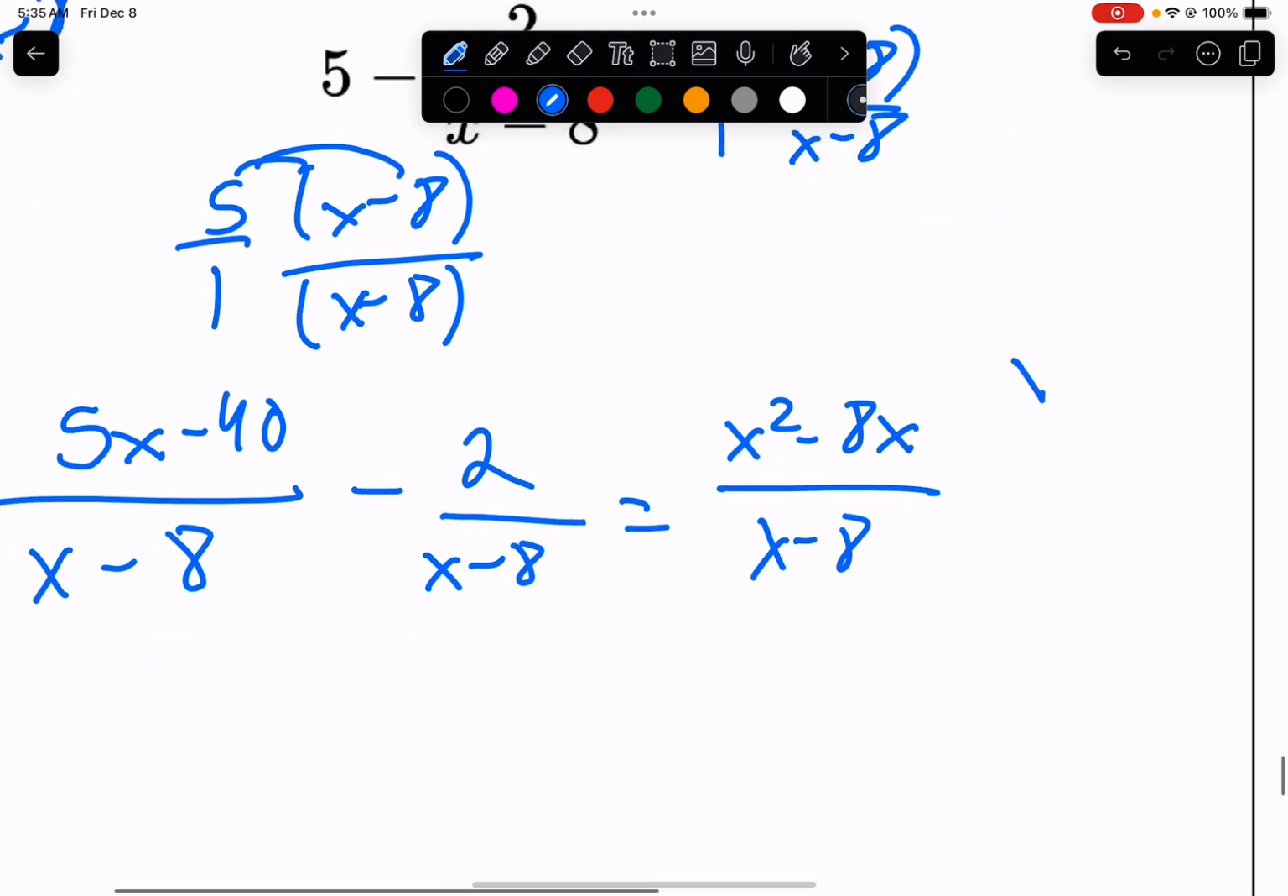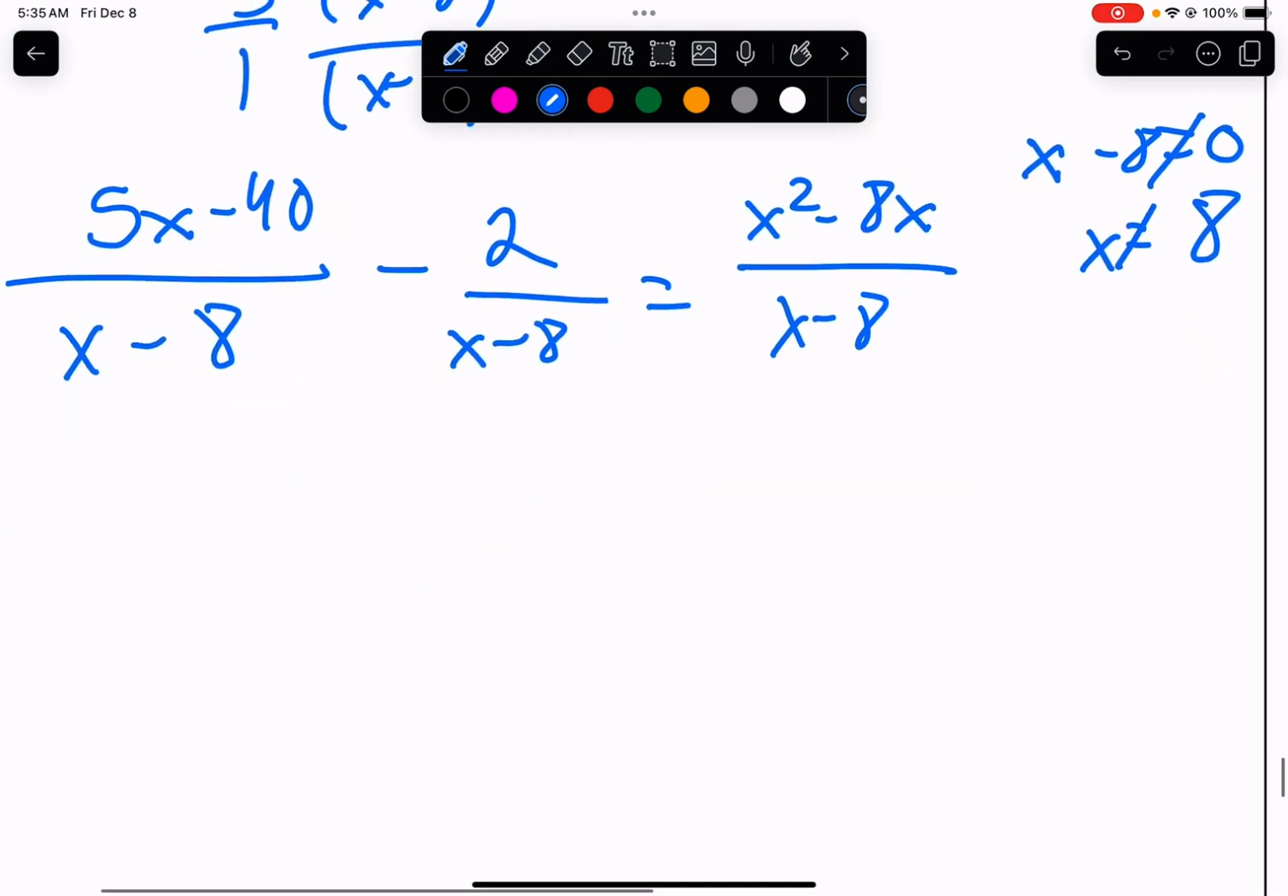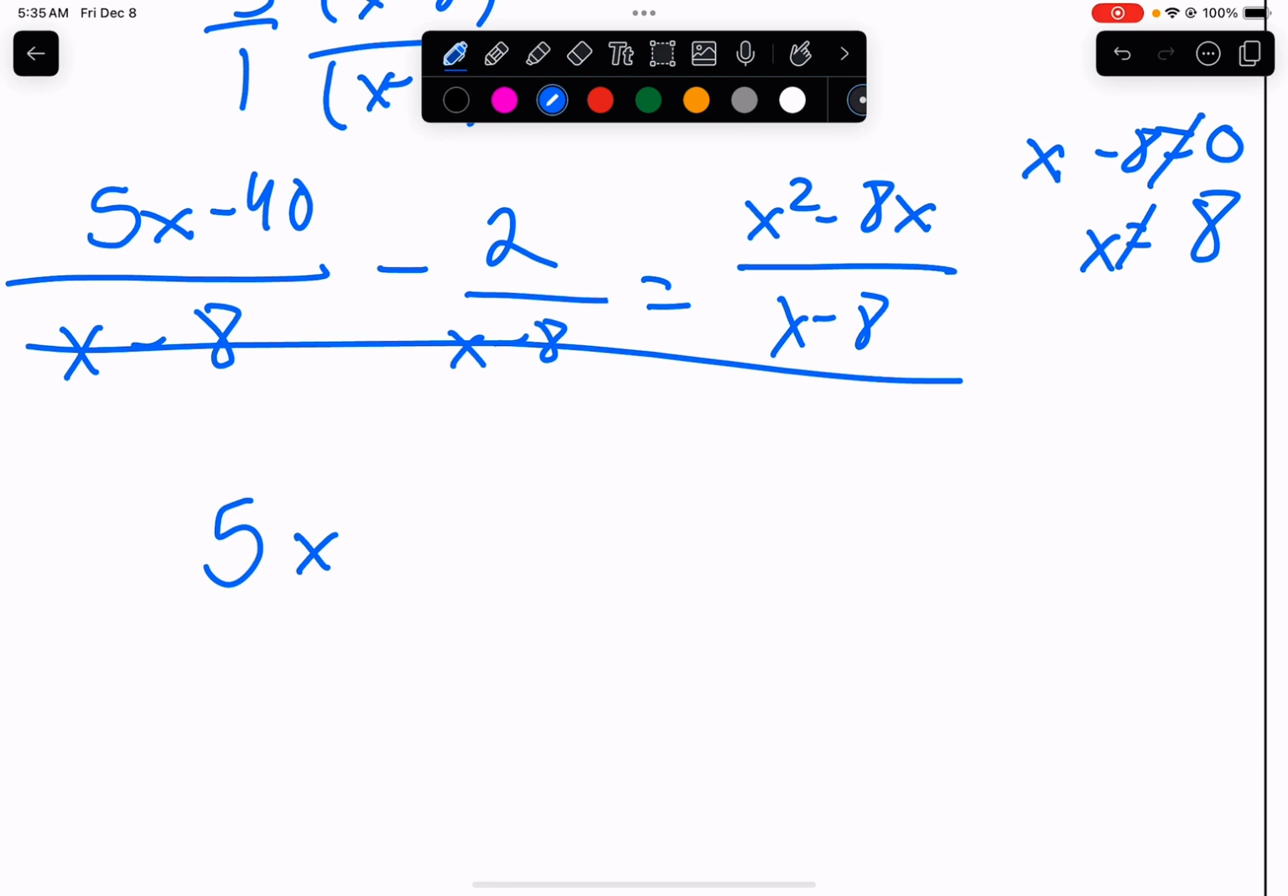So we set our common denominator equal to 0 and say it can't be 0. And we get that x cannot be equal to 8. So if we end up with 8 as one of our solutions, we have to cross it out. All right, so we cross out our denominator here. We get 5x minus 40. We distribute. Don't forget to do that.